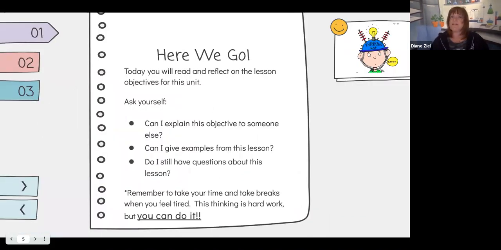So here we go. Today, you will read and reflect on the lesson objectives you had for this unit. You're going to ask yourself, can I explain this to someone else? That's a true sign that you understood your learning. If you can look at an objective and say, oh, I could teach this to a classmate or a friend or a sibling who doesn't know anything about it, then that demonstrates that you have good understanding of your learning. Can you give examples from the lesson? Do examples start popping in your mind like popcorn? That's also a good sign that you understood what you learned.